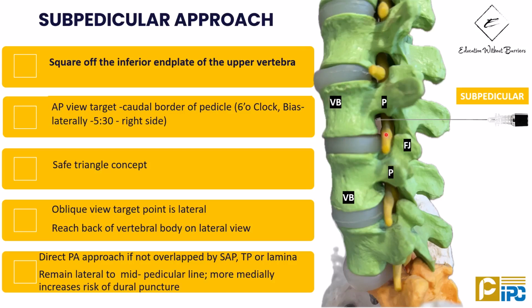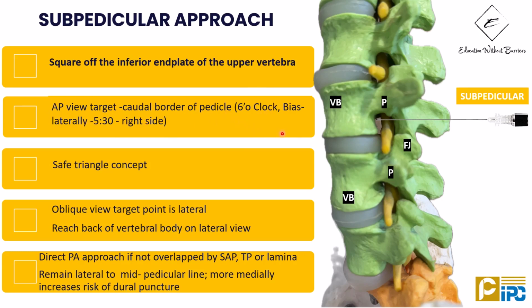Now, once you've squared off the vertebra and you know which level you're working at, you will go oblique till you see the Scotty dog. And then in the AP view, your target level would be at 6 o'clock position, which is just below the chin of the dog or just below the pedicle in the middle.